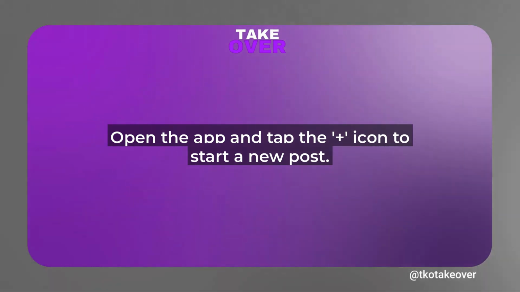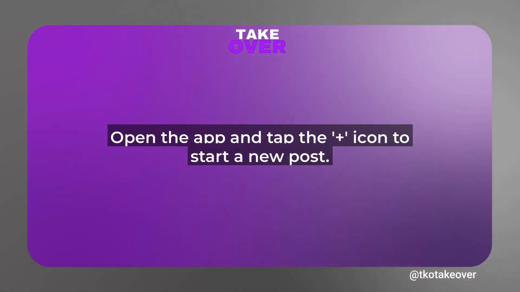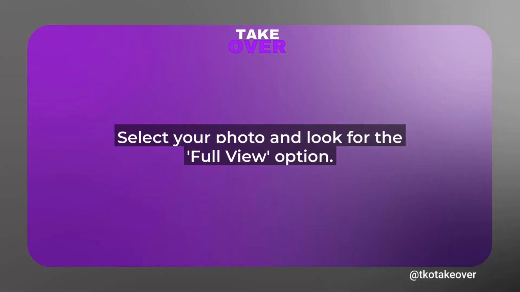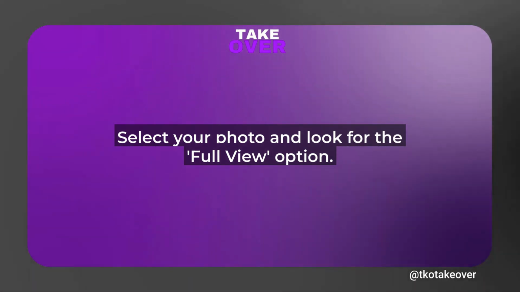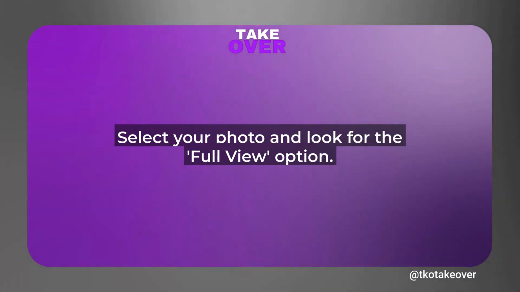First things first, make sure your Instagram app is up to date. Head to your App Store, search for Instagram, and hit that update button. This is crucial because 2025 brings new features like enhanced AI cropping tools that help maintain your photo's original aspect ratio. Once you're updated, open the Instagram app and tap the plus icon to create a new post.